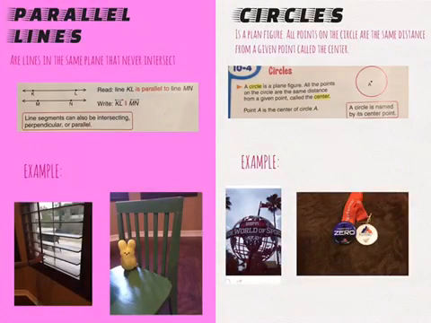Parallel lines are lines in the same plane that never intersect. Read line KL is parallel to line MN. Write this with KL, two little lines in the middle, and then write MN.